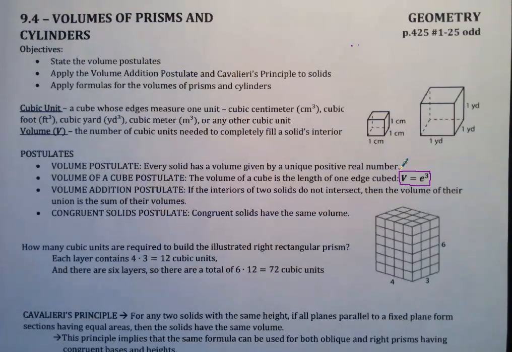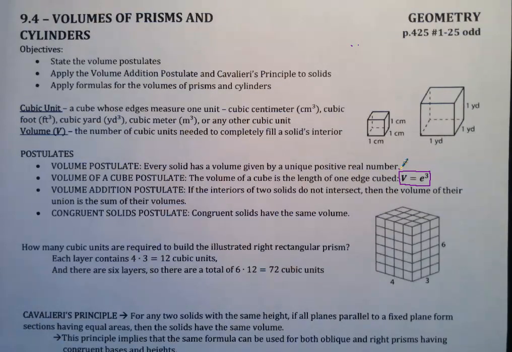Okay, so volume addition is we just add them. It's the same as when we had the area, right? We can separate it into two shapes that we can find the area of, or the volume of in this case, and then we add them together. And then the congruent solids postulate: congruent solids have the same volume. It's like, well, duh. Why is this even a postulate, right? They're the exact same.